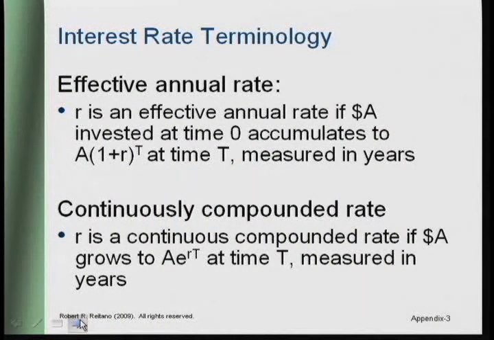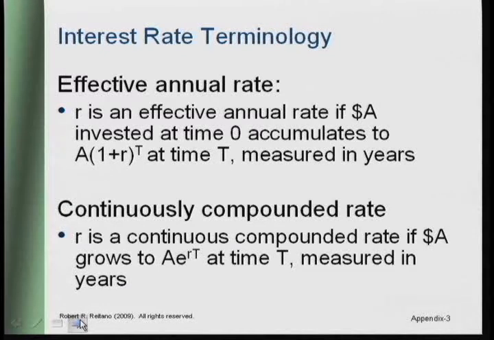Effective annual rate means simply that if I invest $A at time 0, the value I have at time t, measured in years, is A times (1 plus r) to the t. Continuously compounded means that the same $A invested at a rate of r will accumulate at time t to A times e to the rt. So it's simply a way of moving money from time 0 to time t, or from time t to time 0, I would do the reciprocal of that multiplier function.